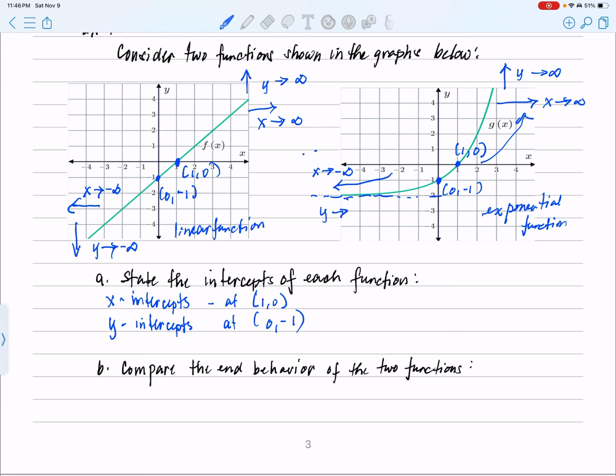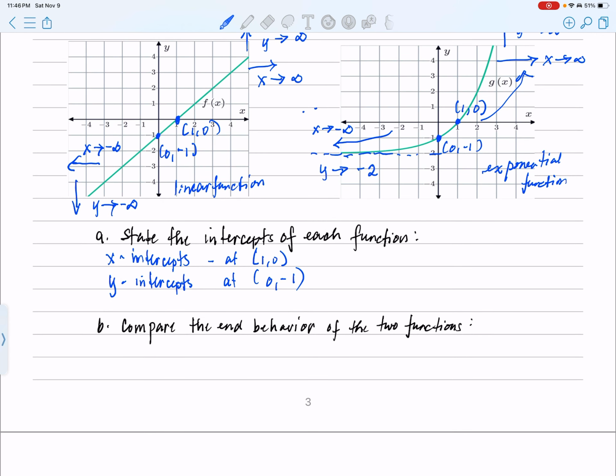So it's the difference of the 2 right here. On the other side, y gets closer to negative 2 as x gets further from 0 on the left side. So that is x approaches negative infinity and y approaches negative 2 for g of x. Using the graph of each function, this is comparing the end behavior.